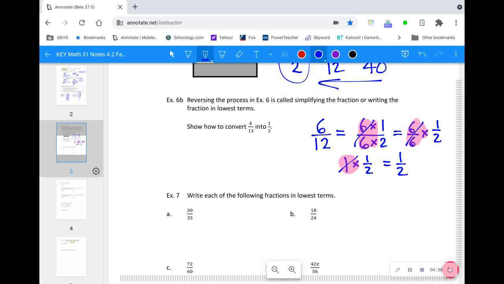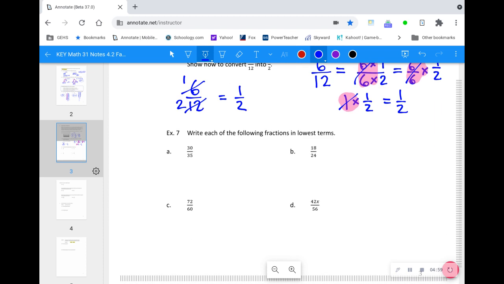Now, there's a much faster way to do this. You determine the biggest number that goes into both of them, in this case 6, and you should do this in your head or verbally. You're going to divide each of these by 6. Divide this one by 6 and divide this one by 6, and you've got your answer.